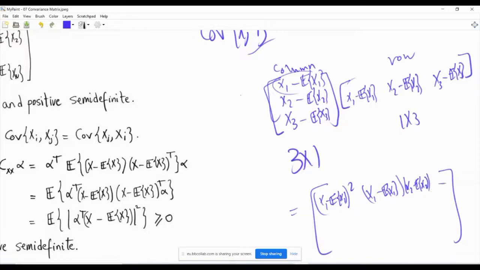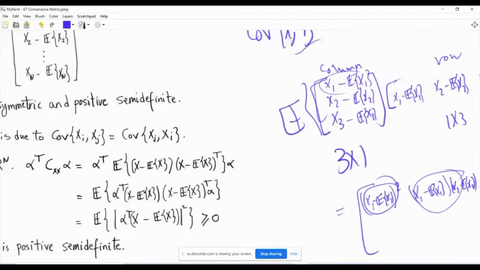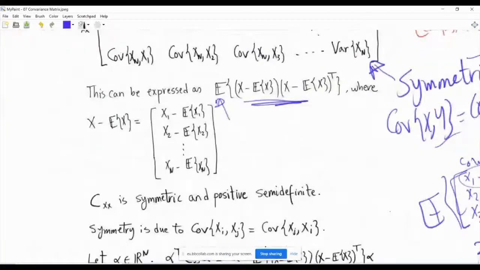And applying the expectation to a matrix just means that you apply it to each element. When you apply it to this element, you get the variance of x1. When you apply it to this element, you get the covariance of x1 and x2, and so on and so forth. Okay, so sometimes it's very useful to think of the covariance matrix as the expectation of the outer product of the vector x minus expected x by itself.